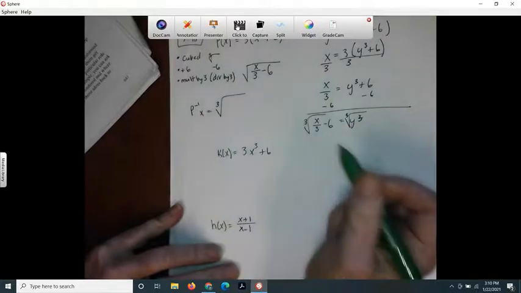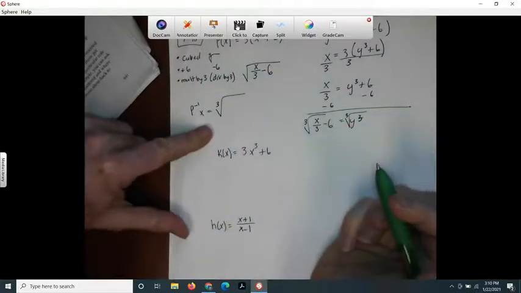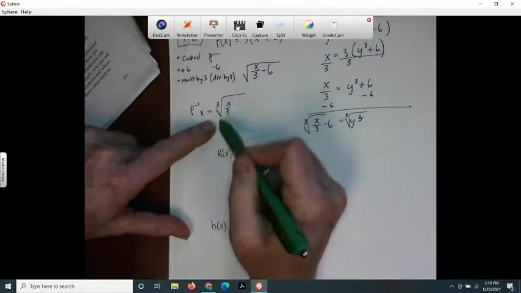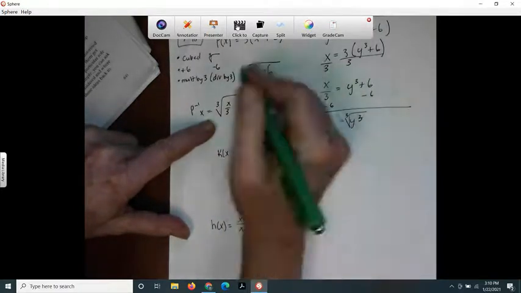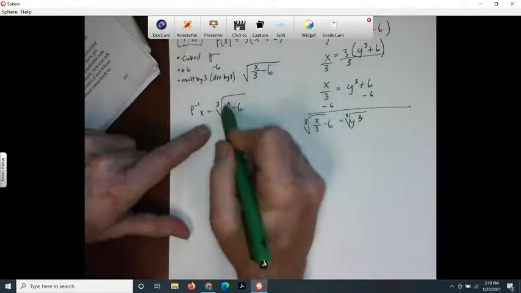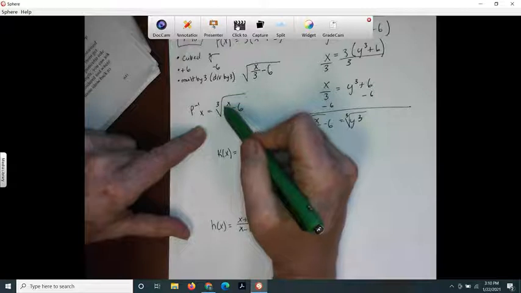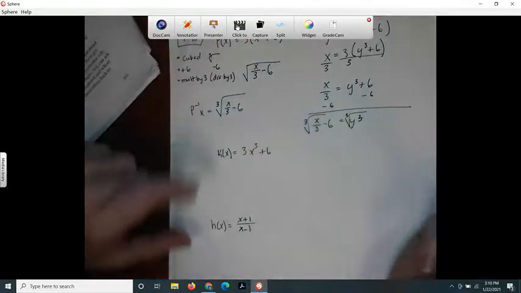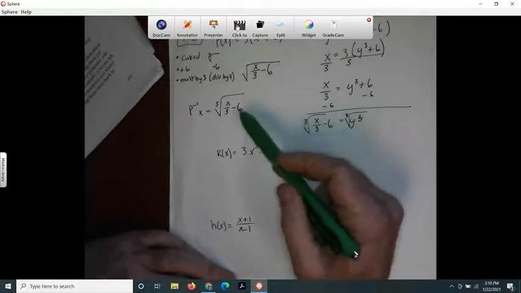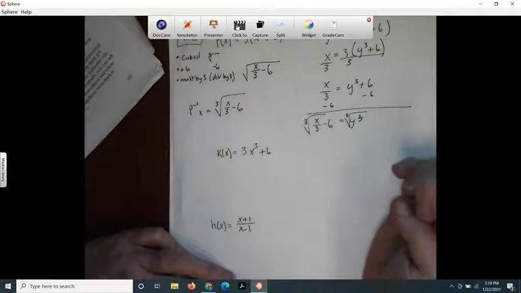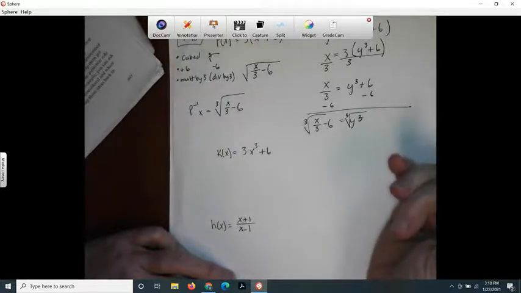and I see a lot of you guys not making your root big enough. All this stuff in here has to be underneath the root. Some of you guys are making your root so maybe it just goes over the X but not over the 3 or whatever. So you can leave it like this, or you could have written it as, let's see, what would this be over 3? X minus 18 over 3?